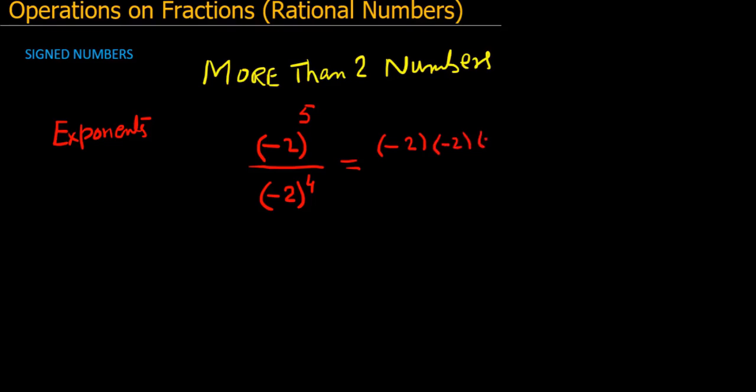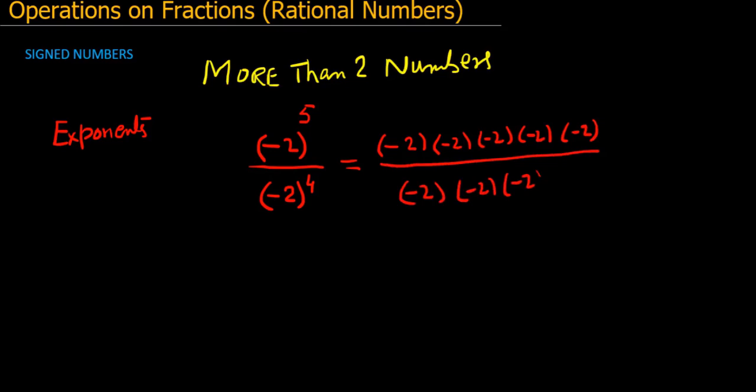If I write this minus 2 five times, and this minus 2 four times, then one way of doing this is, because these are minus 2, we can cancel these out straight away. We can cancel these out straight away. Four are canceled, and only minus 2 is left, so minus 2 is the answer.